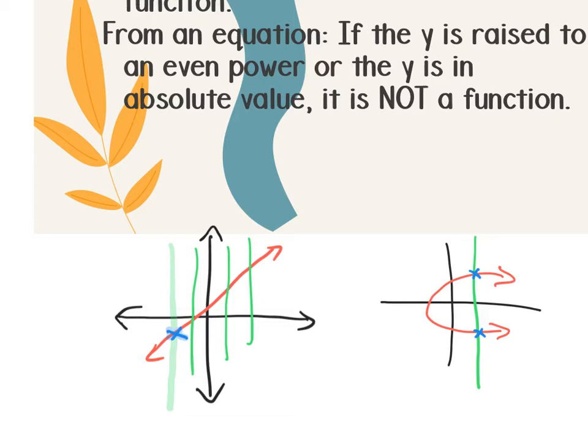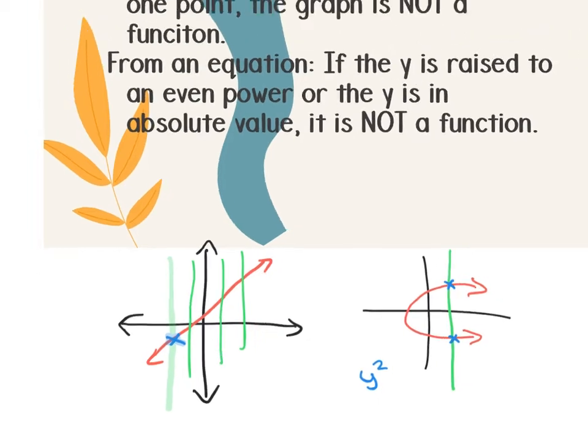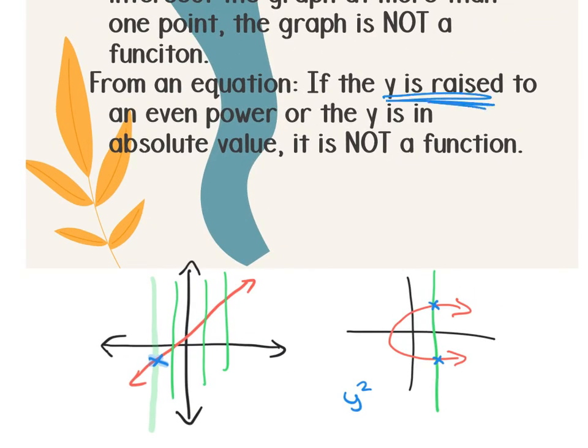Now, if it's a hyperbola like this graph here, this is going to involve a y squared. So if your y is raised to an even power, then it's not a function. So a C, even a graph of a backwards C, would not be a function because when I draw my vertical line, it's hitting it here and here. Same thing for the graph of a circle.